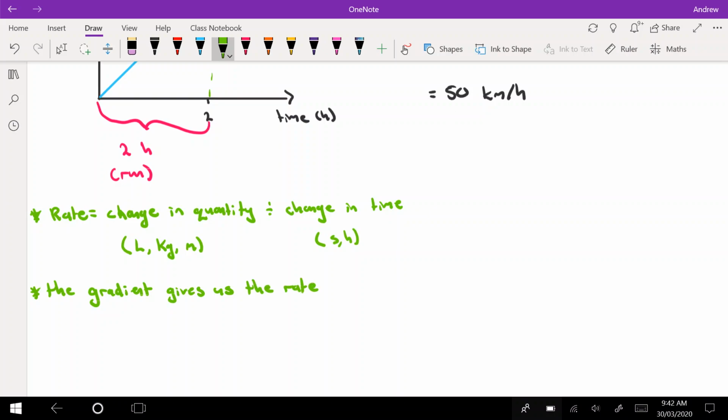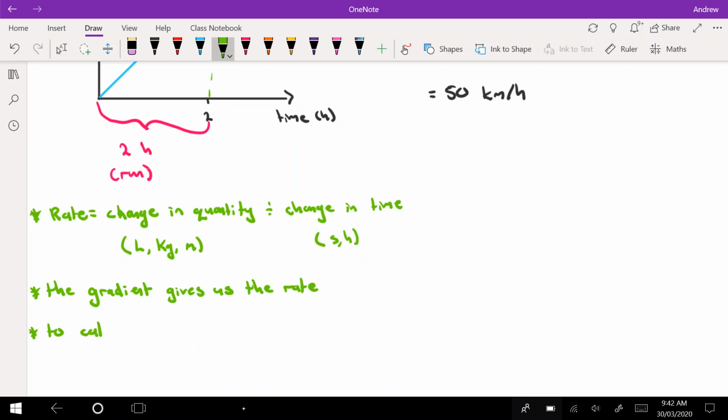The gradient gives us the rate. A few common rates we know are speeds, okay, so kilometers per hour, meters per second. These types of rates are really common, and we're probably going to deal with speed rates a lot in this chapter because that's going to be the questions that they ask.